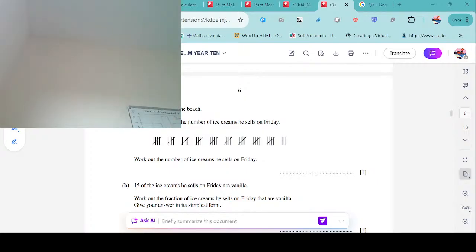So let me write it here. Rearrange them in ascending order. So let's do that. What is the lowest? 3 is the lowest, right? So 3, followed by what? 4. Followed by what? 6. Then 7, 7 before 9. Yeah. How many 9s? Okay, 9.